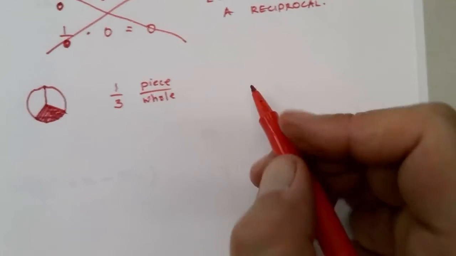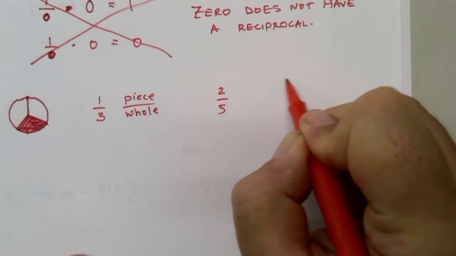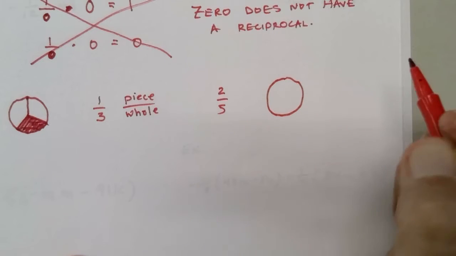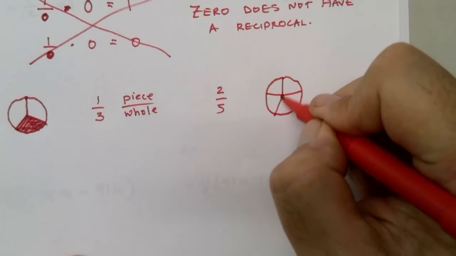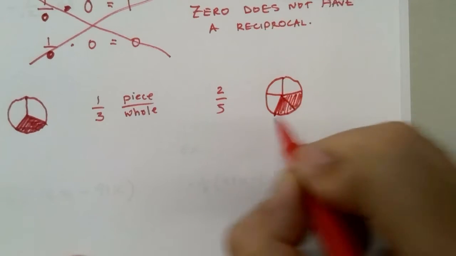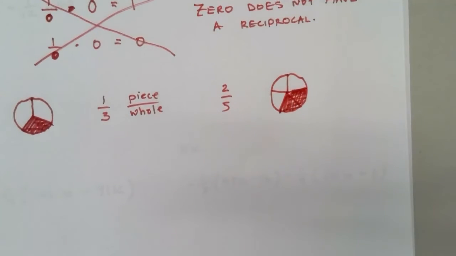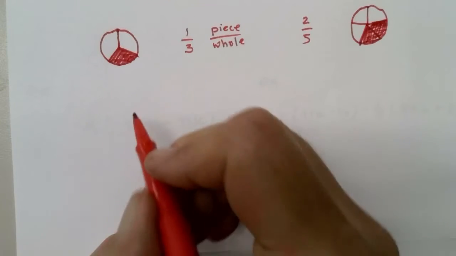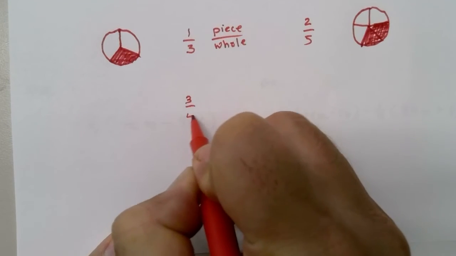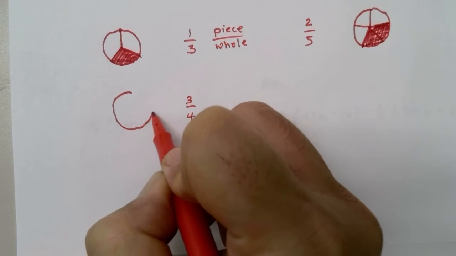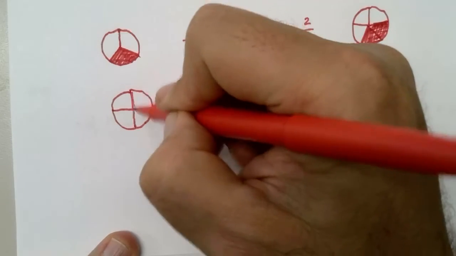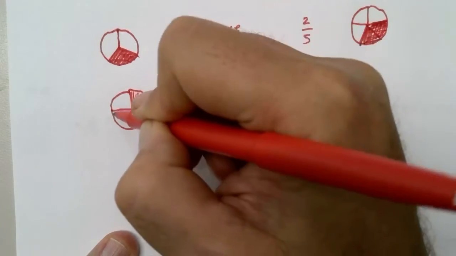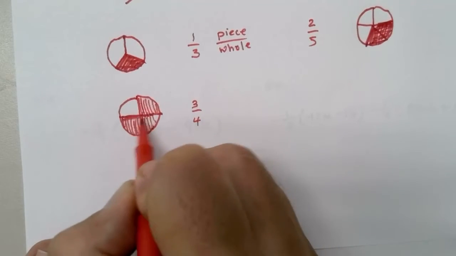So what if I gave you 2/5? Then I take my pizza and cut it into 5 pieces, and I color in 2 of them. So that's what 2/5 looks like. All right, then you said, well, what about 3/4? Hopefully you're saying this is pretty easy. I'm going to cut the pizza into 4 pieces, and I'm going to color in 3 of them. So this is what a fraction means.